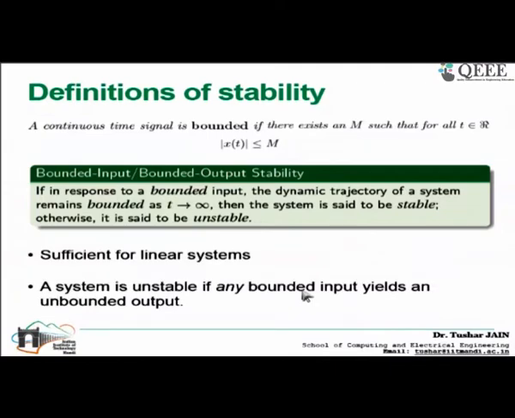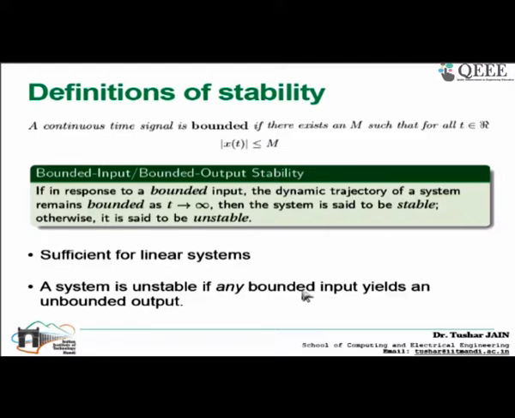But do not forget that it is just sufficient for a linear system, it is not necessary. Meaning to say, once you have defined it, you can only speak about the bounded input bounded output stability. The very first definition we considered, in the sense of Lyapunov, might not be applicable to the bounded input bounded output stability.